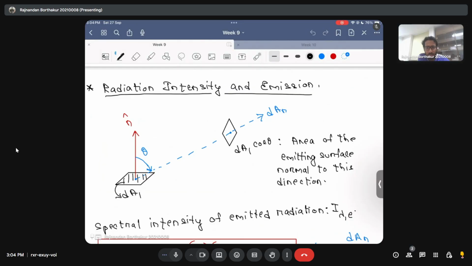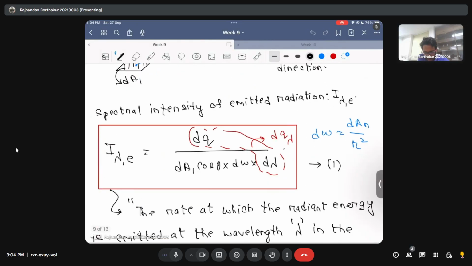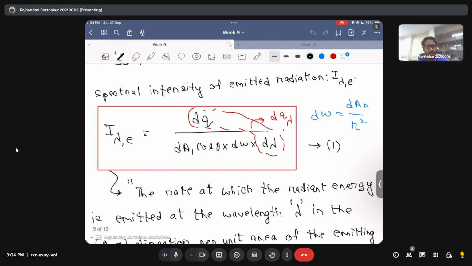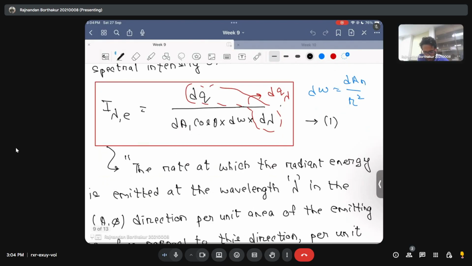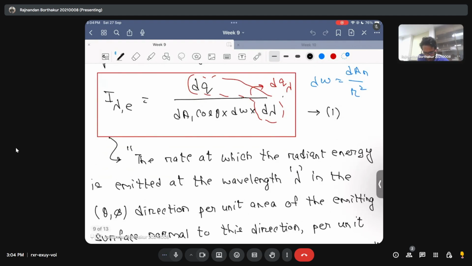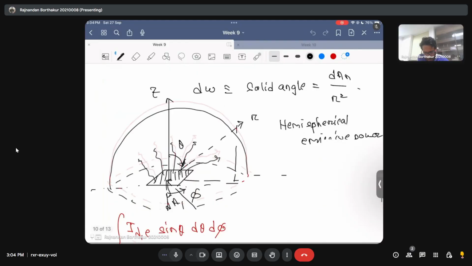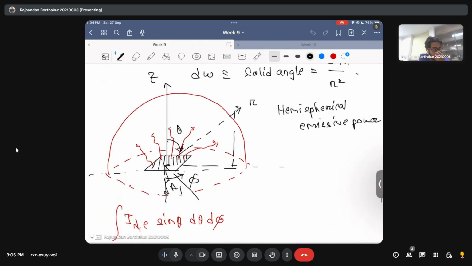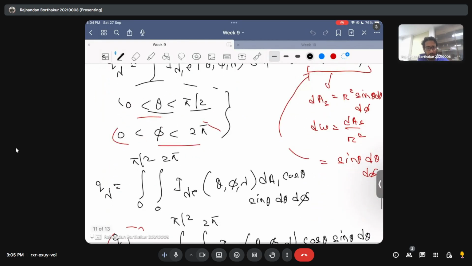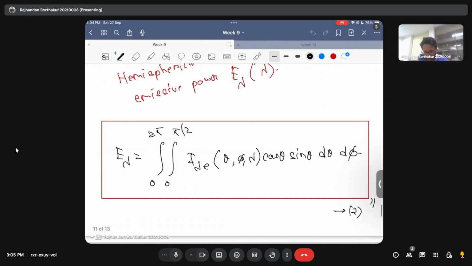As you can see from your screen, we defined something which is known as the spectral intensity of emitted radiation, and we looked into the most generic definition of it. Then we saw that if we want to consider the total emission taking place in all possible directions, we define something which is known as the hemispherical emission. And then we looked into the expression which defines the net emission in terms of the spectral intensity of emission in all possible directions, which is nothing but the hemispherical emission or the total emission.